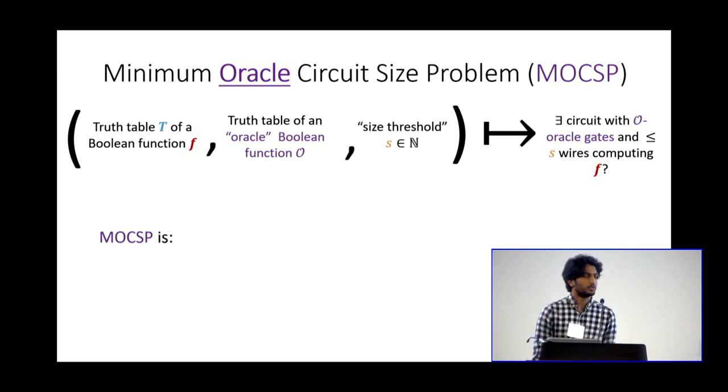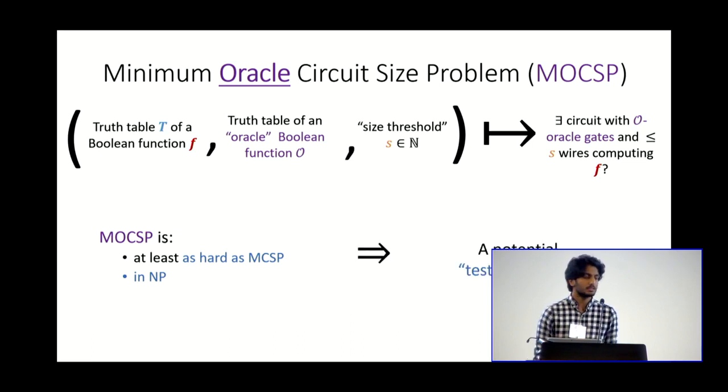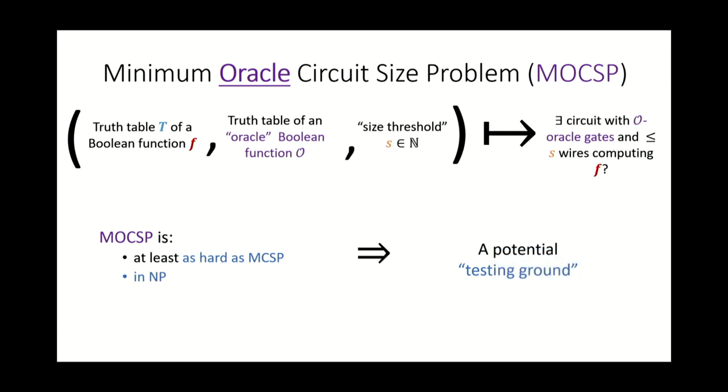And what's cool about MOCSP is, first of all, it's at least as hard as MCSP because you can just provide a useless oracle, but also it's still in NP since you can use the minimum oracle circuit as a witness. And what this means is it provides a potentially useful testing ground for conjectures we have about the hardness of MCSP. And so the most natural question is, can we do for MOCSP what we can't do for MCSP? That is, can we prove hardness?